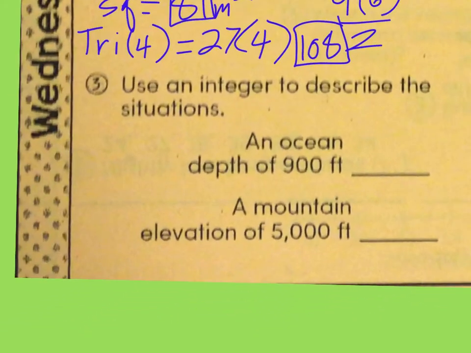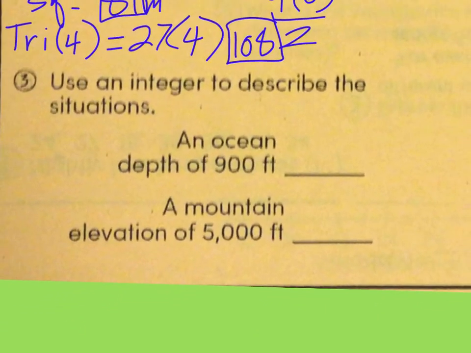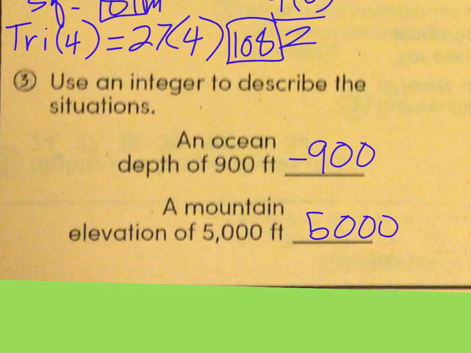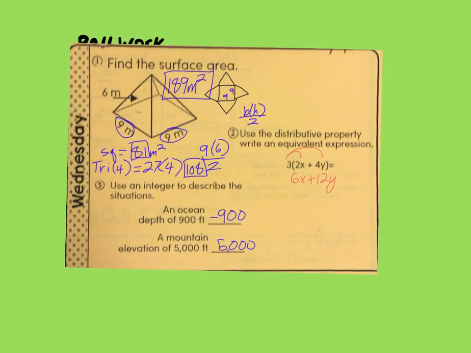Number 3, this is the stuff that we've been talking about recently in class. And this first one, an ocean depth of 900 feet. So we're 900 feet under the ocean is a negative 900, and a mountain elevation of 5,000. So we're up on a mountain, it's up, so we're going to be doing 5,000. That's our answers. So bell work, not too difficult.